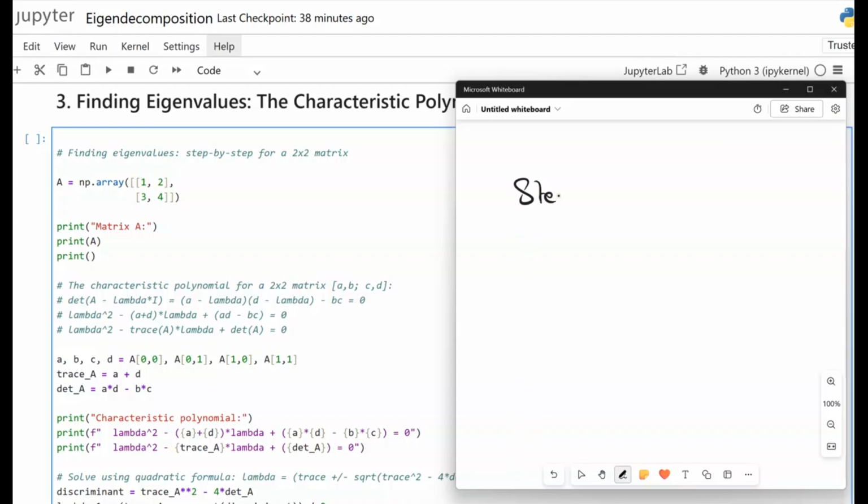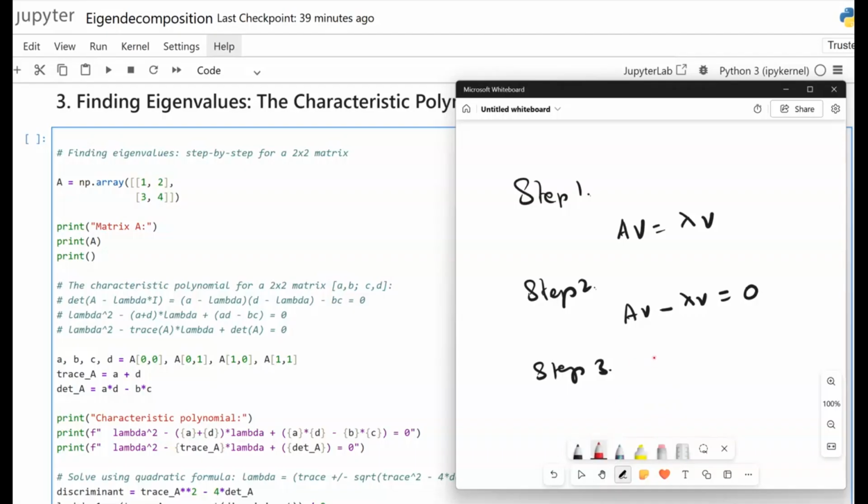Let me start with step 1. Start with the eigenvalue equation, that is AV equals lambda V. Now, step 2, move everything to one side. So AV minus lambda V equals 0. And step 3, we are going to factor out V. That requires converting lambda to lambda I, which gives us A minus lambda I multiplied by V equals 0.